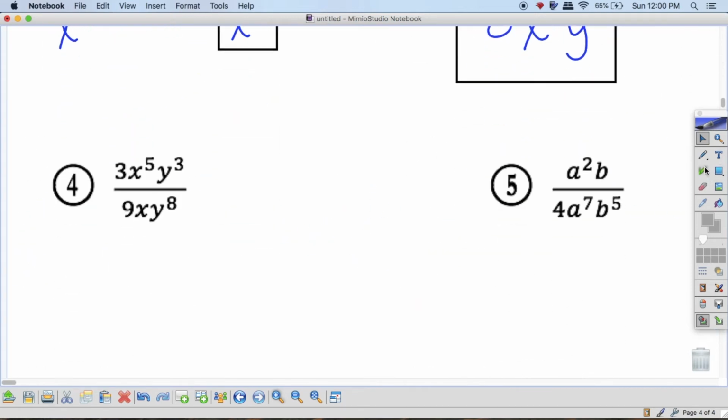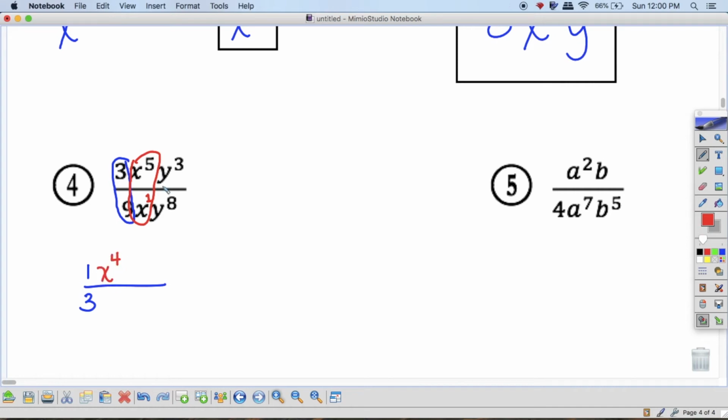Okay, now looking at number 4, we're going to do the same thing. We're going to divide or reduce the coefficients. 3 over 9 is going to reduce to 1/3, just like it always has. Okay, anytime there is not an exponent, I need to put a 1 coefficient. So I need to subtract my exponents. So I need to do 5 subtract 1. 5 subtract 1 is going to give me x to the fourth.